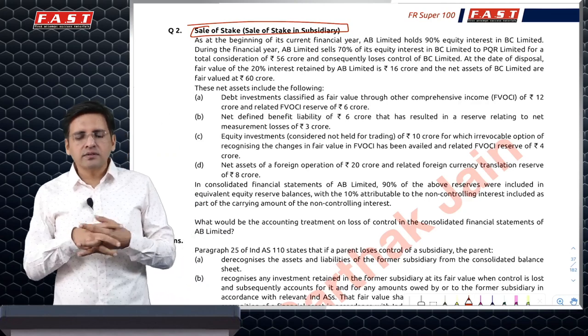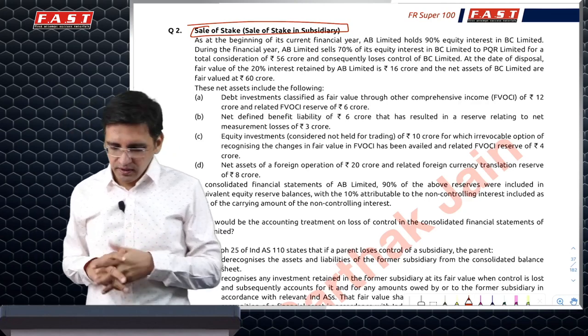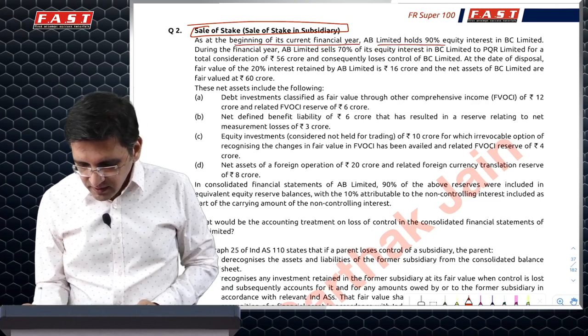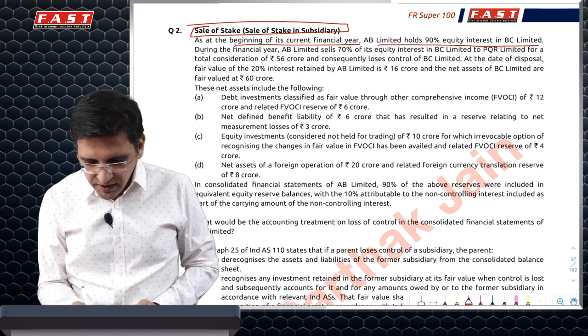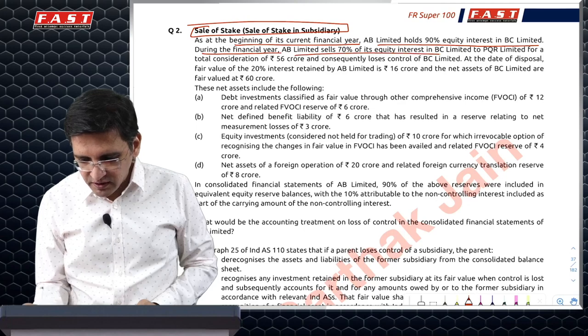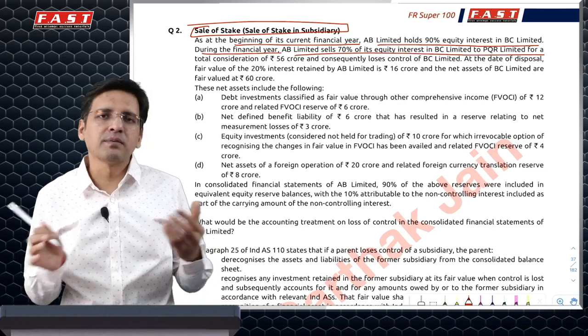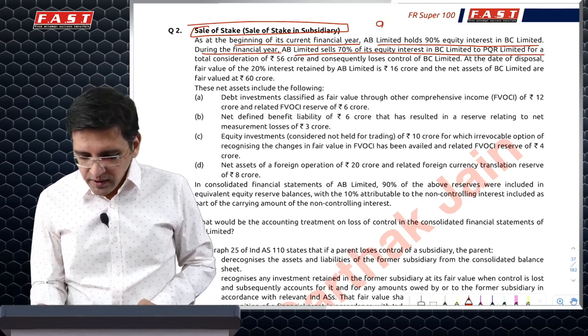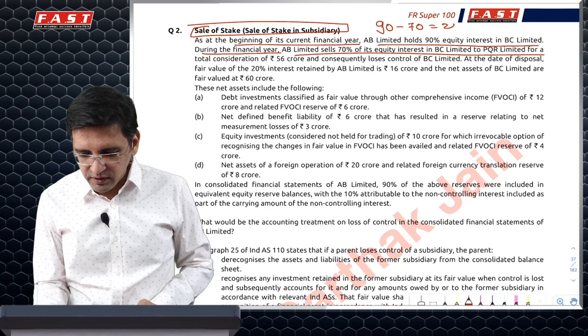Next, we have another question relating to sale of stake in a subsidiary. Decent, good question. It says at the beginning of the current financial year, AB Limited has a 90% interest in BC. During the financial year, it sells 70% of its interest in BC to PQR. So it becomes an associate or a normal investment, but is no more a subsidiary. I've lost control. It is 90 minus 70, left with 20.